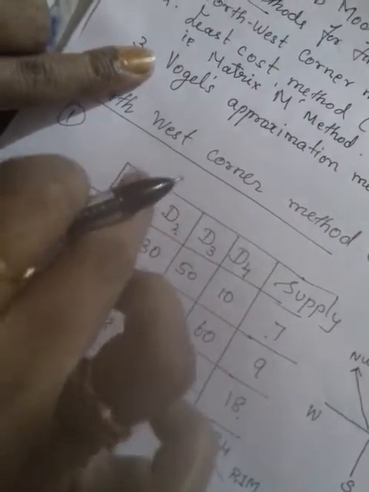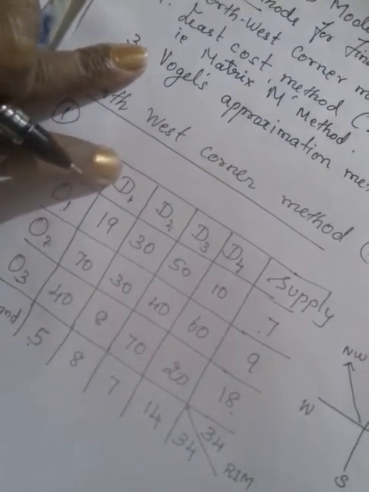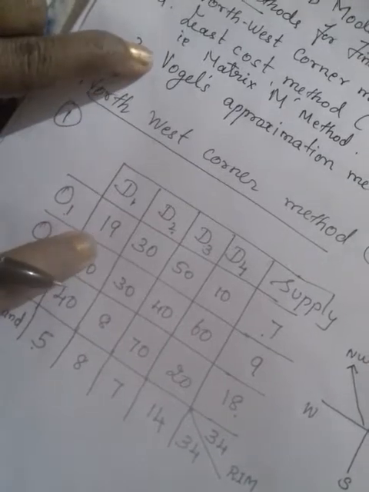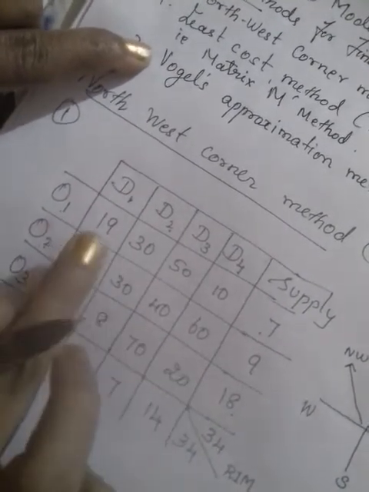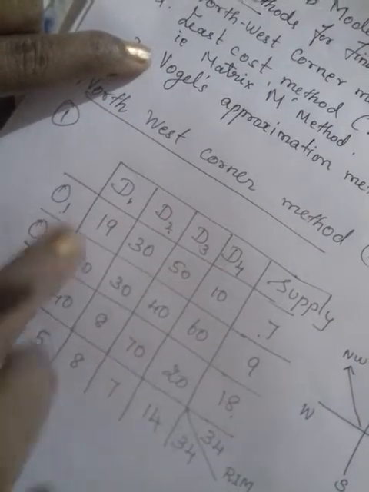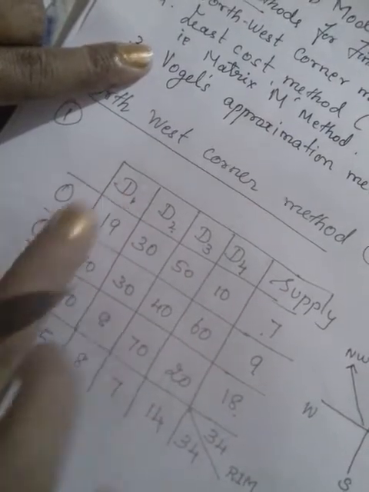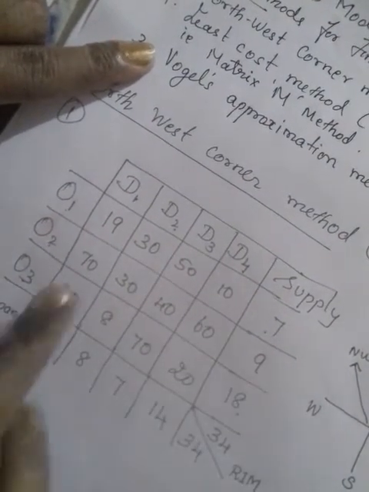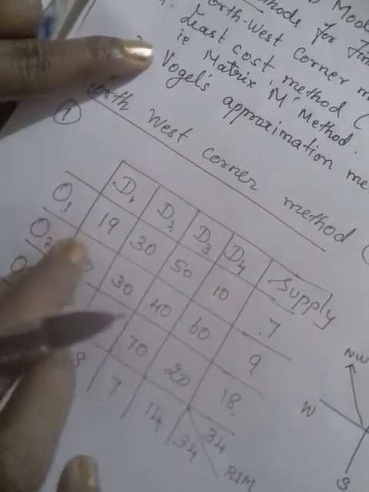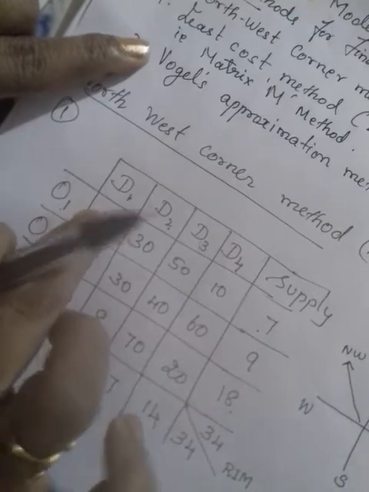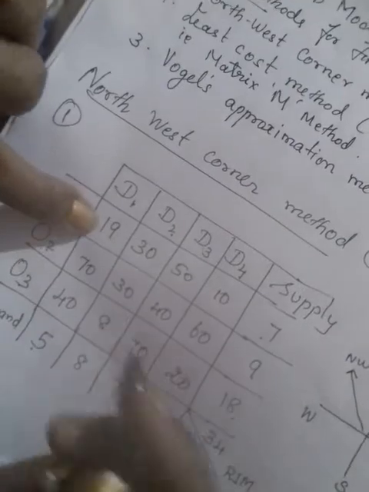If you send your product to destination 1, you will incur 19 rupees transportation cost. Is it clear? So you incur 19 rupees if you send the product from supply 1 to destination 1. This is a cell, isn't it? The topmost left one is the northwest corner cell. So now you have to select this cell.